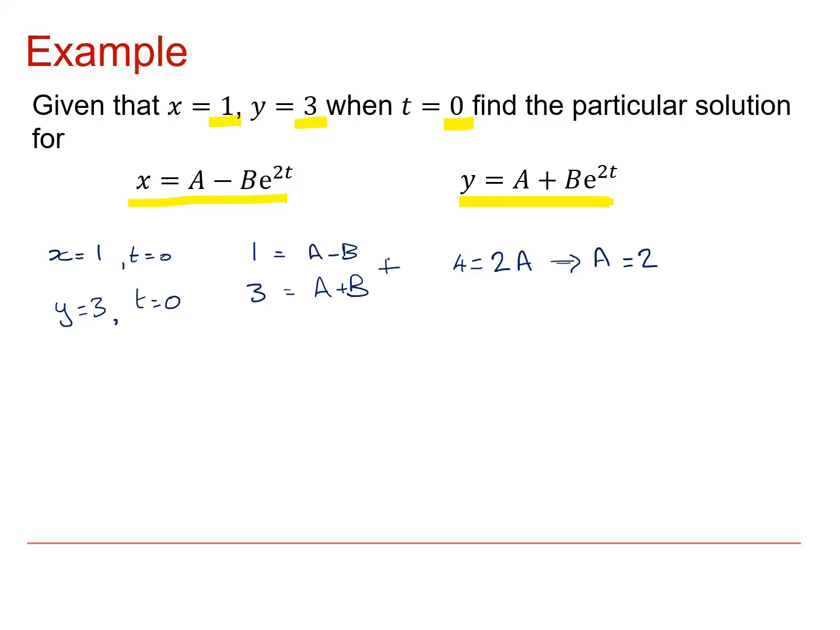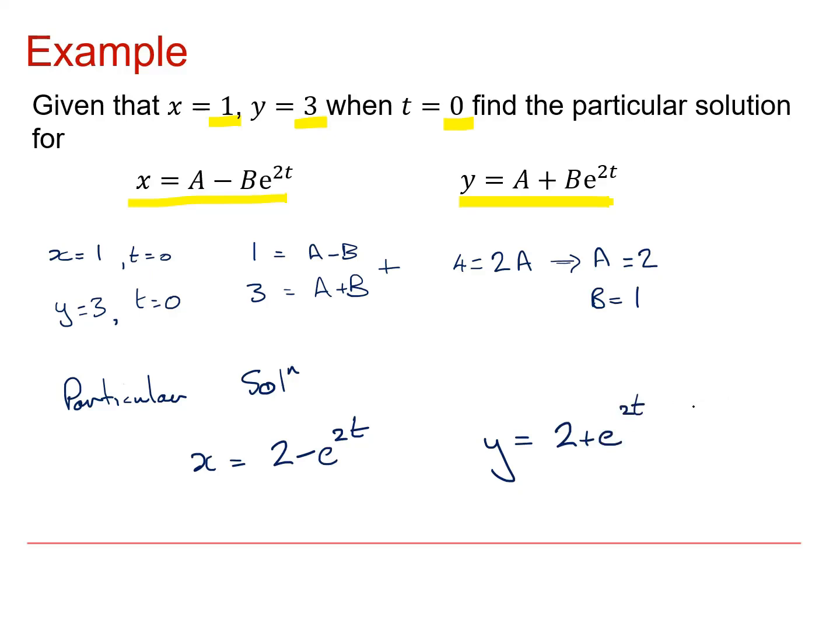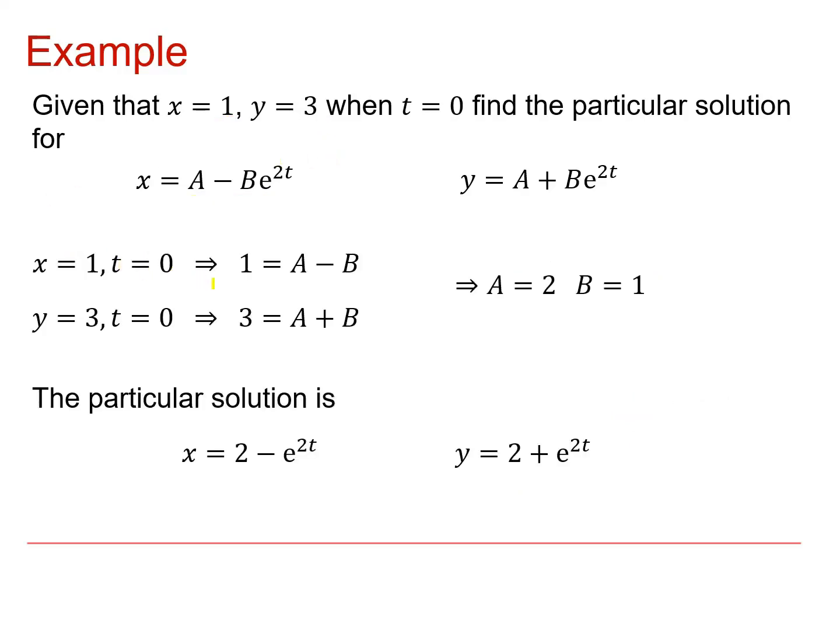And if a is equal to 2 and a minus b equals 1, that tells me that b is equal to 1. And so now my particular solution is x is equal to 2 minus e to the 2t and y is equal to 2 plus e to the 2t. So there's that written up neatly for you to follow. There's substituting in my two sets of conditions, and that gives me these values for a and b, and therefore my particular solution.